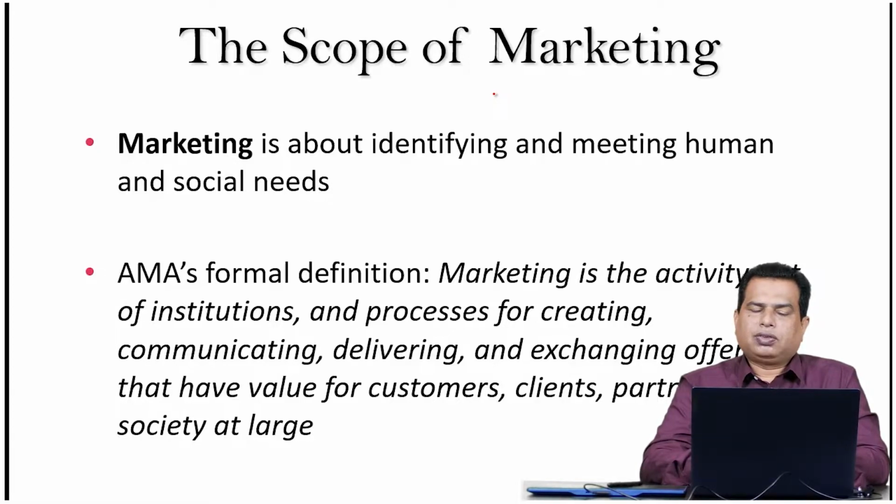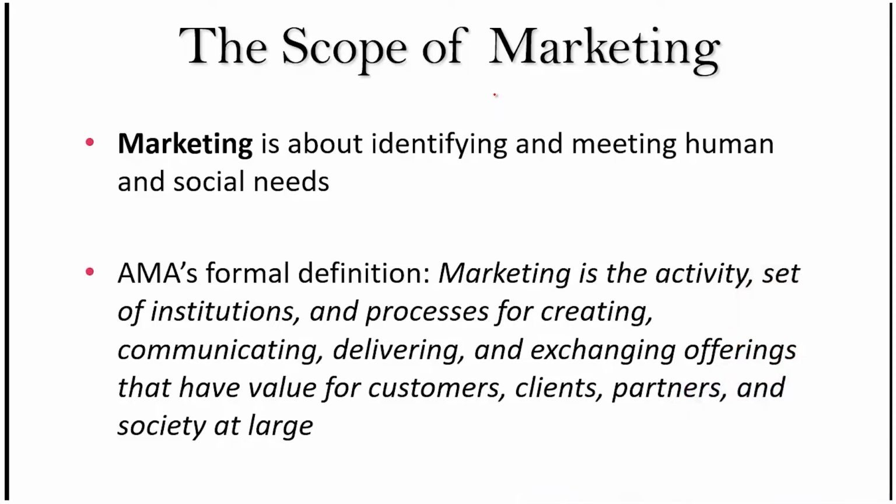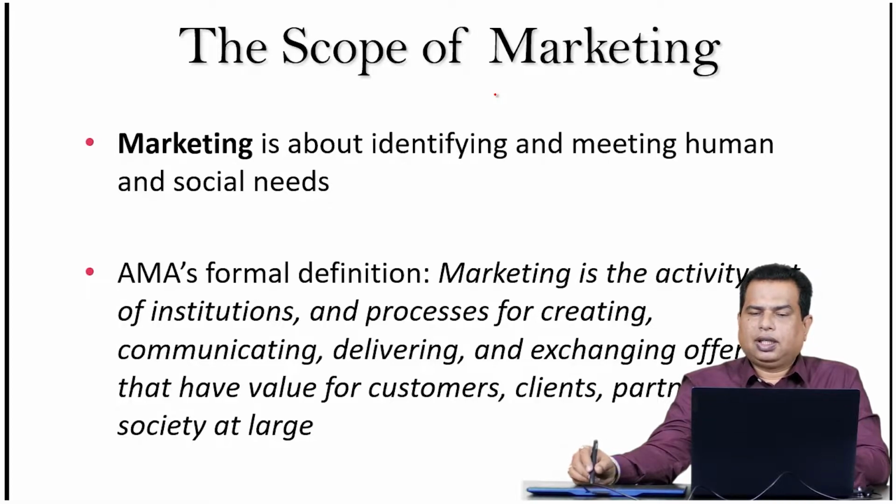There is a formal definition also, which is given by the AMA, the American Marketing Association. Marketing is the activity, set of institutions and processes for creating. If I underline some of the important words in this definition, it is basically an activity, it is a set of institutions, all the institutions that are involved in it. It is a process.